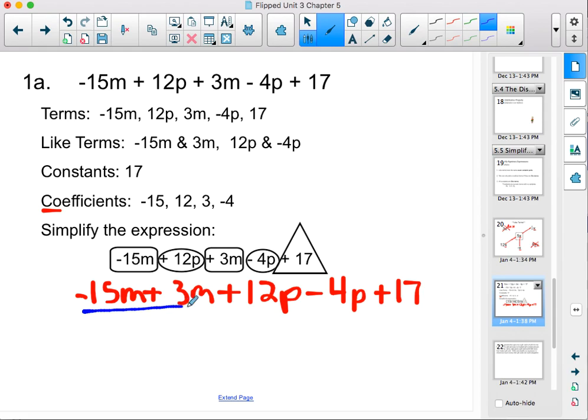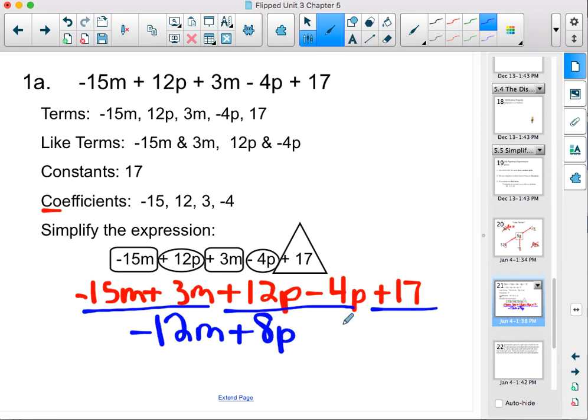So my first little problem here that I have to simplify is negative 15m plus 3m. 15 negatives, 3 positives, that gets me negative 12, and I can't forget the m at the end. Next problem is positive 12p minus 4p. I've got 12 p's, I take away 4 p's, that gets me a positive 8p. So I put my plus sign here because it's positive 8p. Last but not least, I have my lonely constant. There is no like term there, so I just bring it down into my problem.